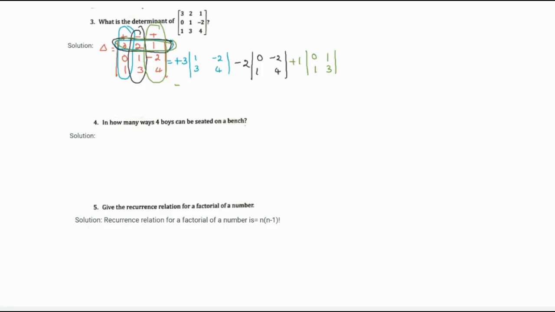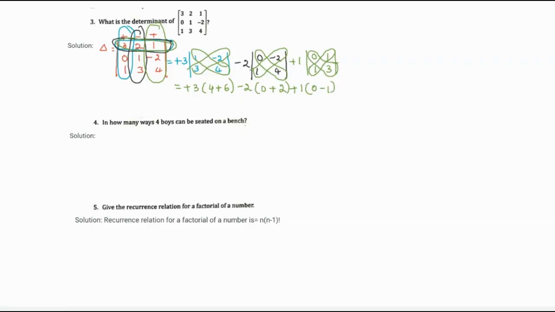So you have to simplify this, it will be plus 3. That will be 4, you have to cross multiply, 4 ones are 4. Always you'll have a minus sign. Then 3 into minus 2 is minus 6. So minus and minus become plus, it will be plus 6. Then it is minus 2. Here 0 into 4 is 0. Minus is common. This 1 into minus 2 is minus 2. Minus of minus becomes plus, 2 ones are 2. Then plus 1, it is 0 into 3 is 0, minus 1 into 1 is 1.